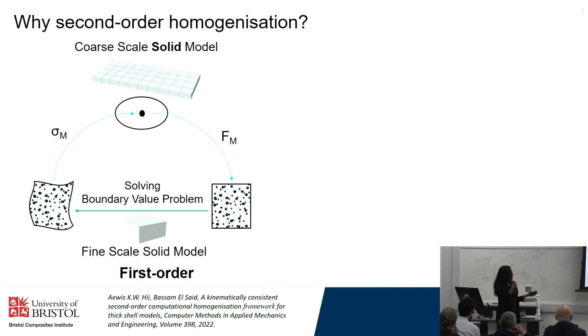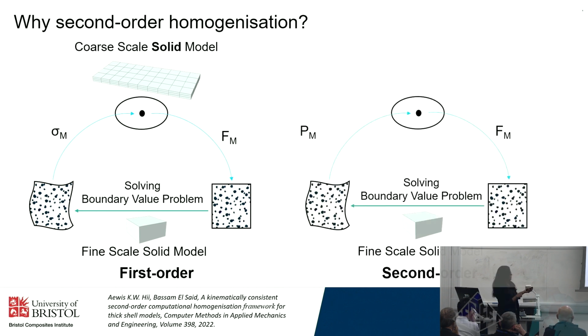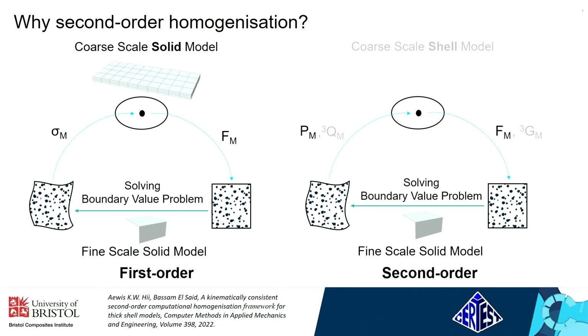the RVE scale. And this problem is taken care of by a second order framework where we use both the deformation tensor and also its gradient to formulate the boundary value problem. And in the upscaling routine, when you're averaging this RVE stress field, you get the higher order stress tensors as well.